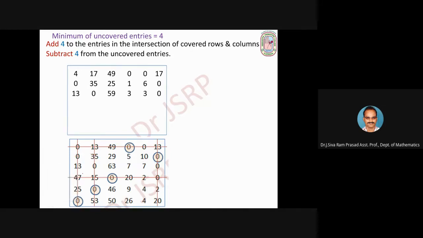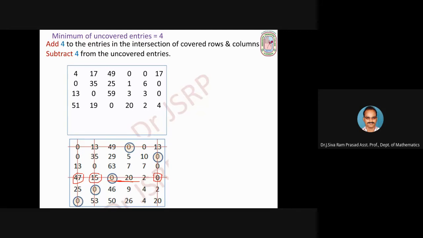Okay, next, 47 and 15. These 2 are in the intersection of covered row and column. We have to add 4 here. 47 plus 4, 51; 15 plus 4, 19. And these 3 remain same. So 0, 22. And 0 is in the intersection of row and column. So we have to add here 4.